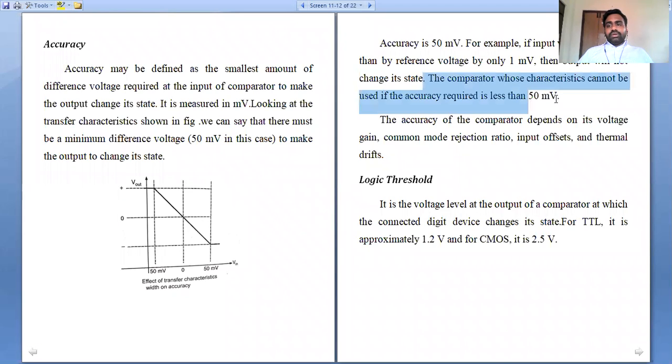Okay, the comparator whose characteristics cannot be used to get accuracy less than 50 millivolts in a practical manner. So the accuracy of the comparator depends upon voltage gain, common mode rejection ratio, input offset currents, and drifts.